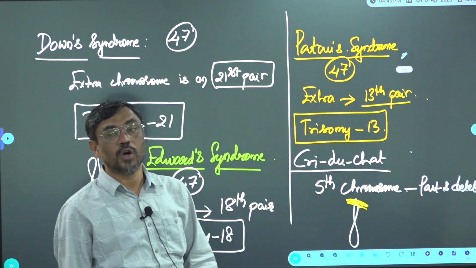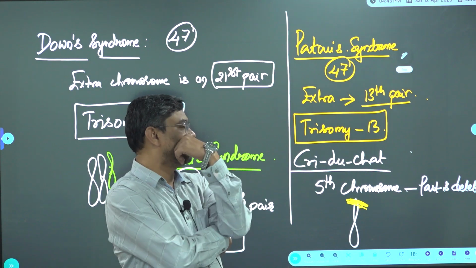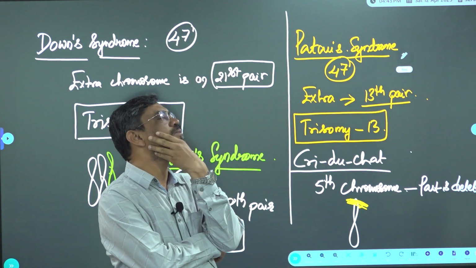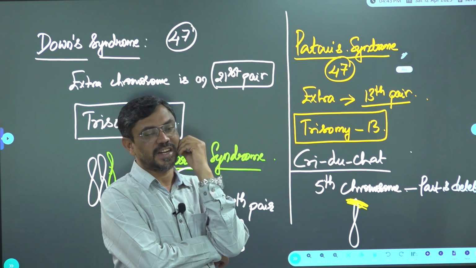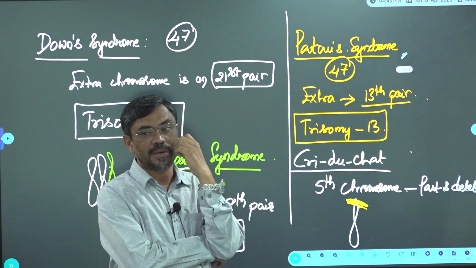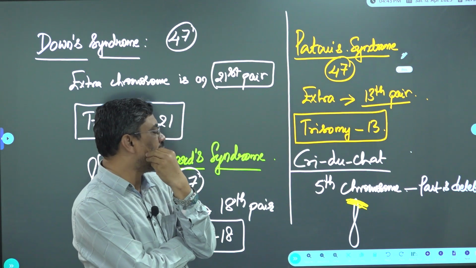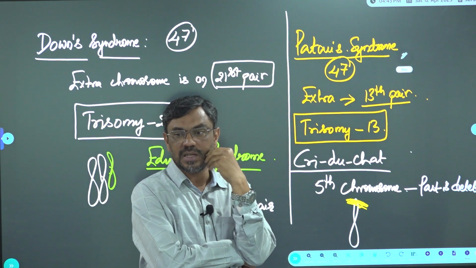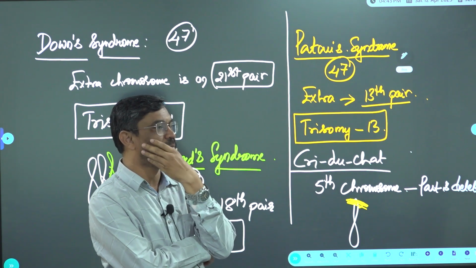So they are born with vocal cord abnormalities. That means the sound of these babies resembles the sound of a crying cat. Cri-du-chat means crying cat. The voice of these babies resembles the sound of a crying cat.